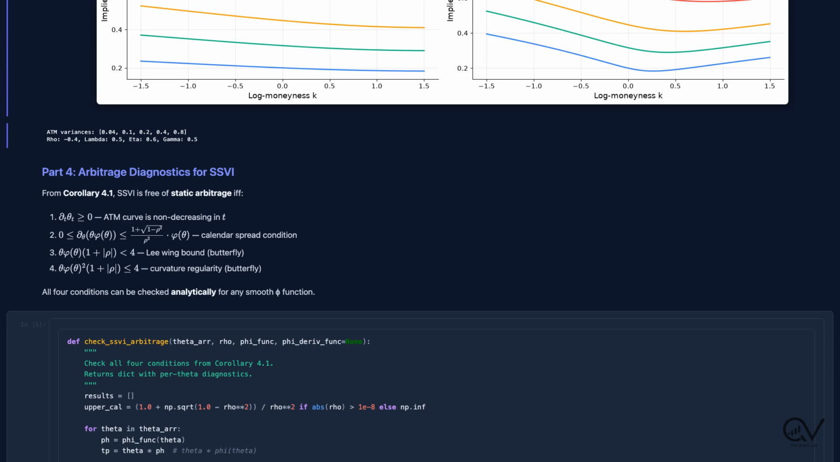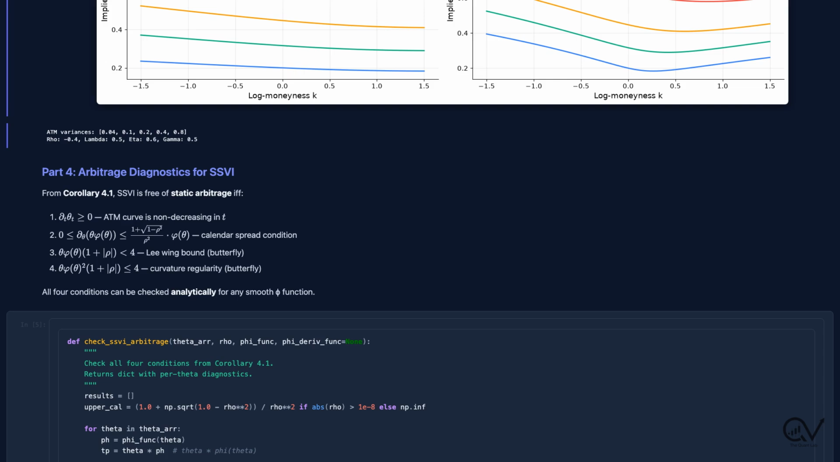The calendar spread condition becomes just the single inequality 0 less than or equal to 1 minus gamma less than or equal to the upper bound. For gamma in 0 to 1, the lower bound is always satisfied. The upper bound, 1 plus square root of 1 minus rho squared over rho squared, is always at least 1 for rho in -1 to 1, so gamma in 0 to 1 also satisfies the upper bound.